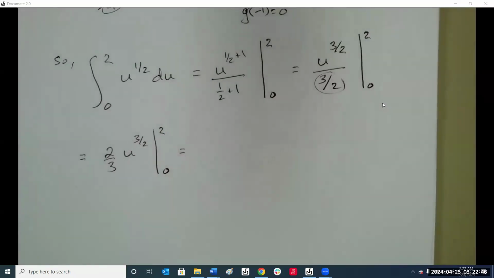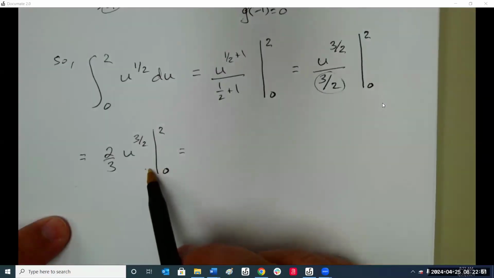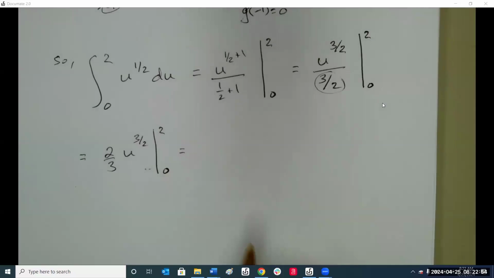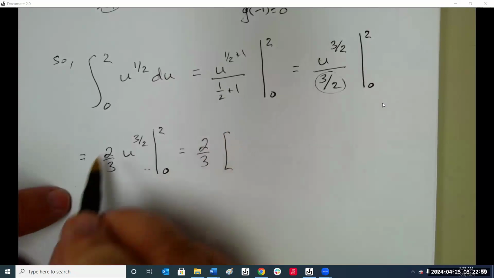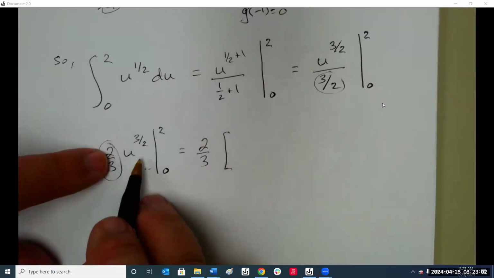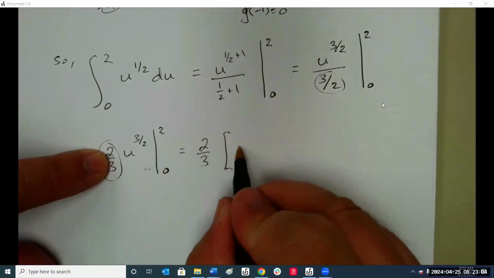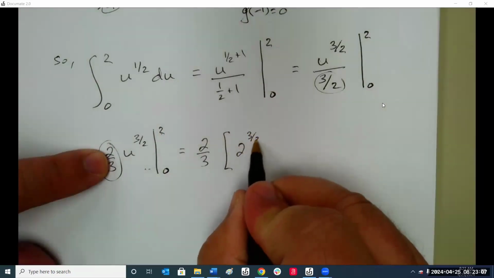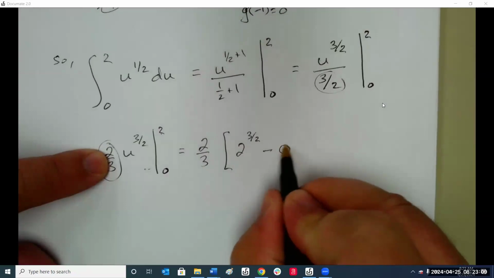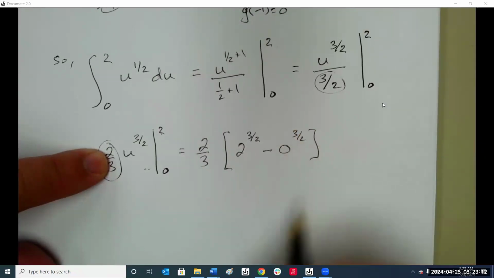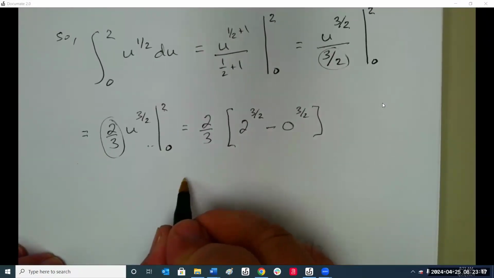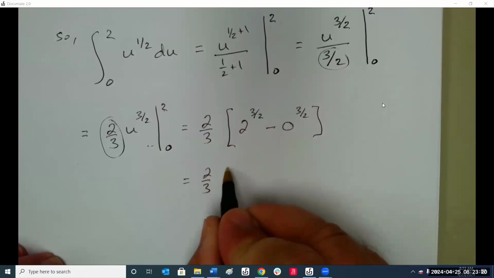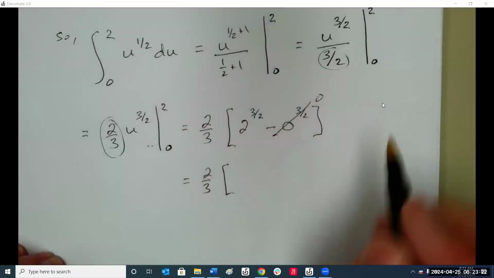I'm just going step by step by step so you see everything. A lot of stuff you could skip. You can just go straight from here. Pretty much you can set this thing up here. So I'm just going through step by step. Now we put our bounds of integration. So here's our constant coefficient, put that in front. Now I just use the bounds. So I have 2 to the power 3/2 minus 0 to the power 3/2. That one's 0, so it doesn't matter.